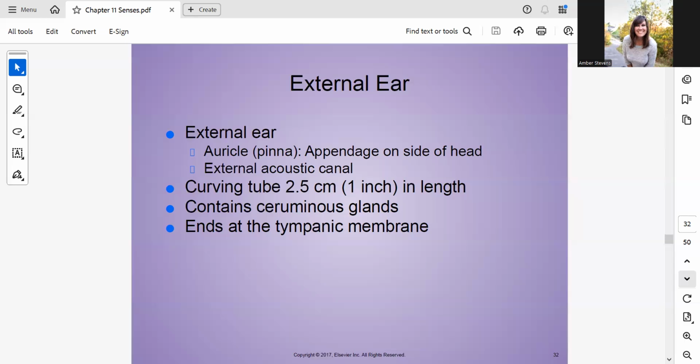Then you have the tympanic membrane, which is the eardrum. It's technically part of the boundary between the external and the middle ear, but it's a thin, delicate membrane that vibrates when sounds hit it and transfers that sound energy to the middle ear.